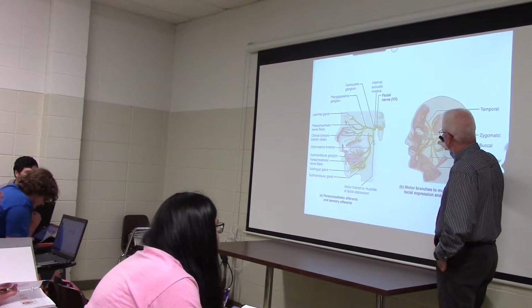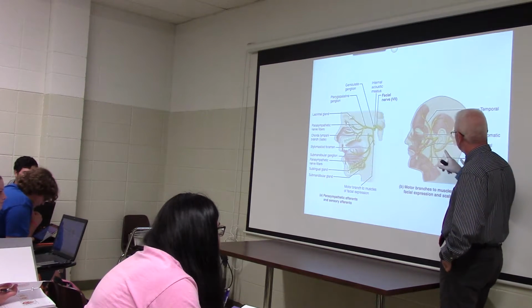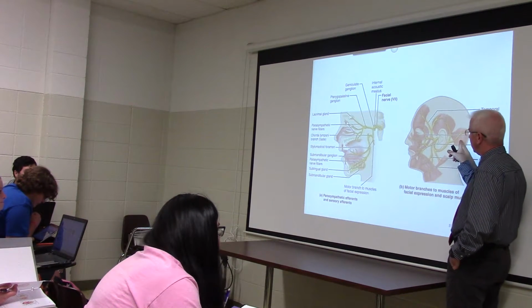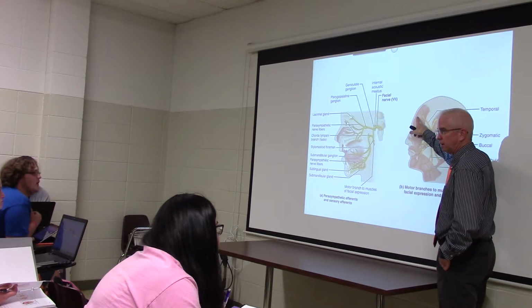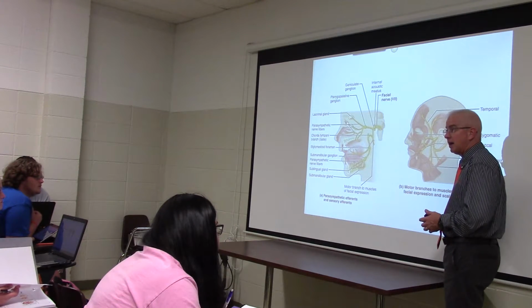Okay, good. This one we haven't talked about. That's the temporalis. What's this one? Occipitalis. What's that one? Frontalis. Okay, so you're learning some anatomy, yes?